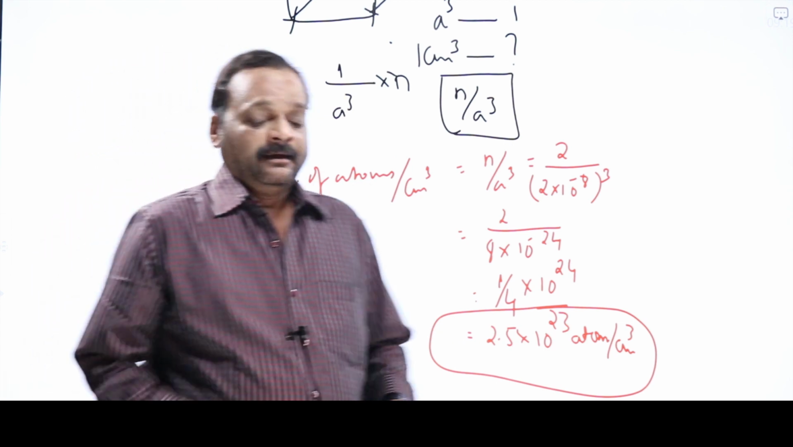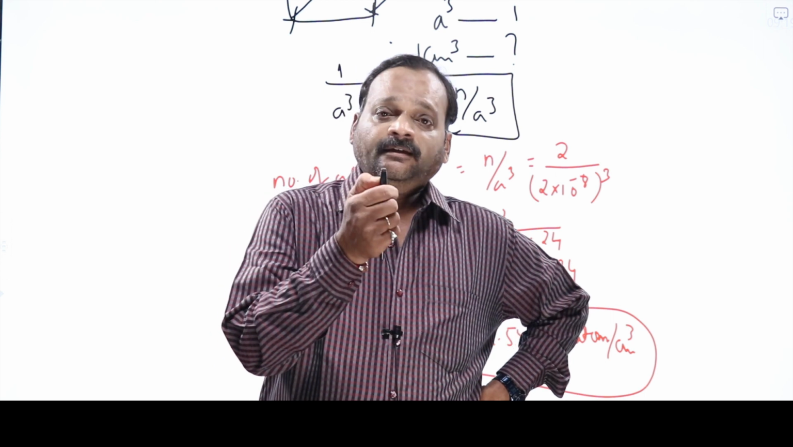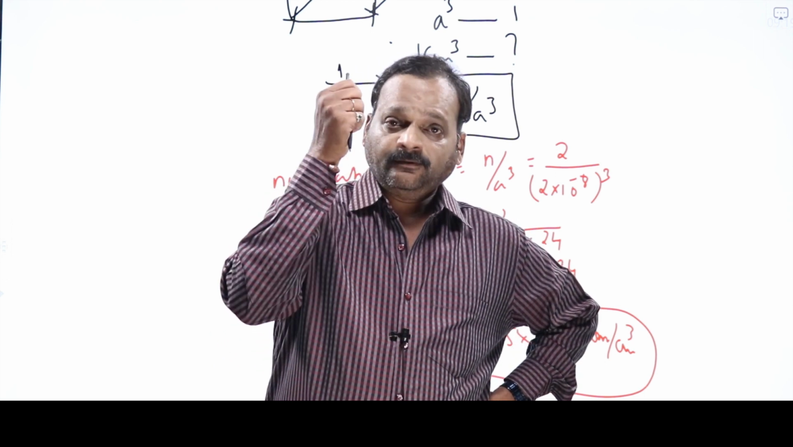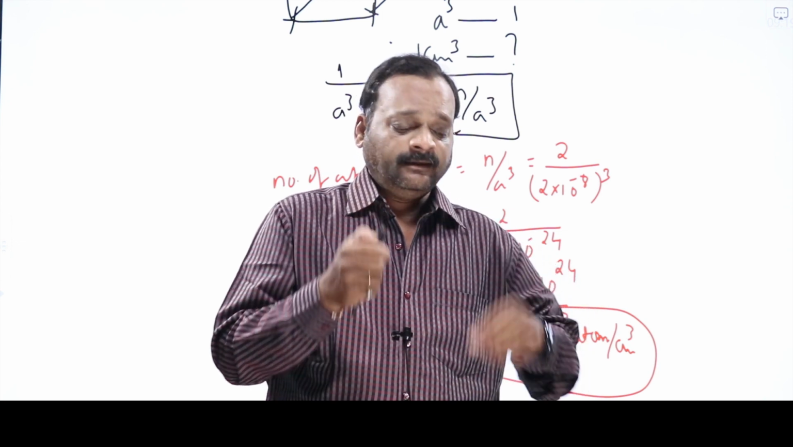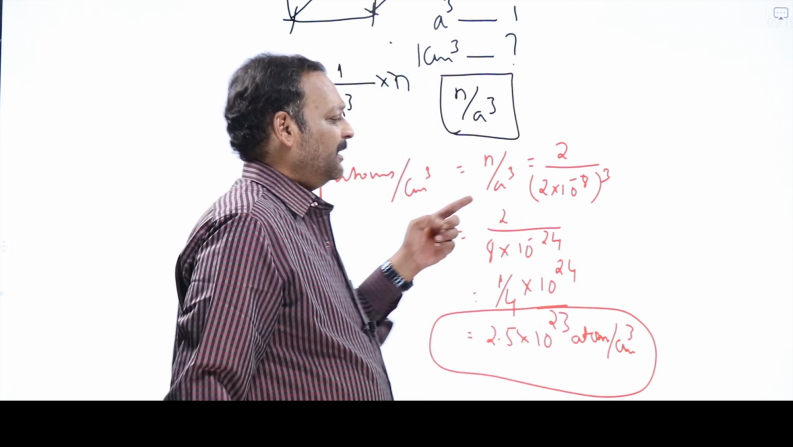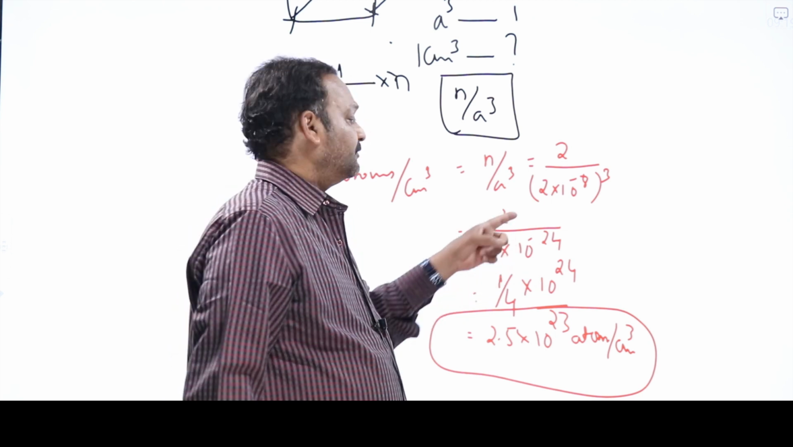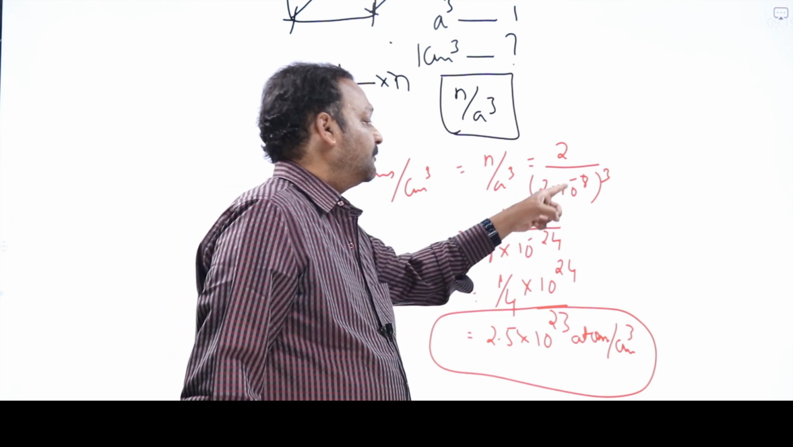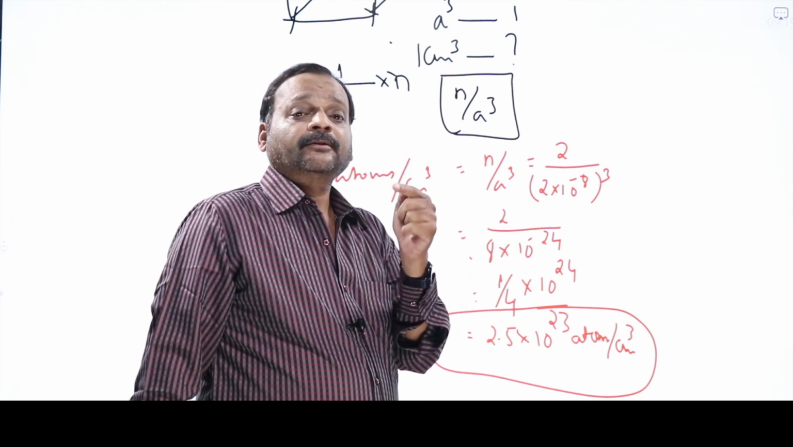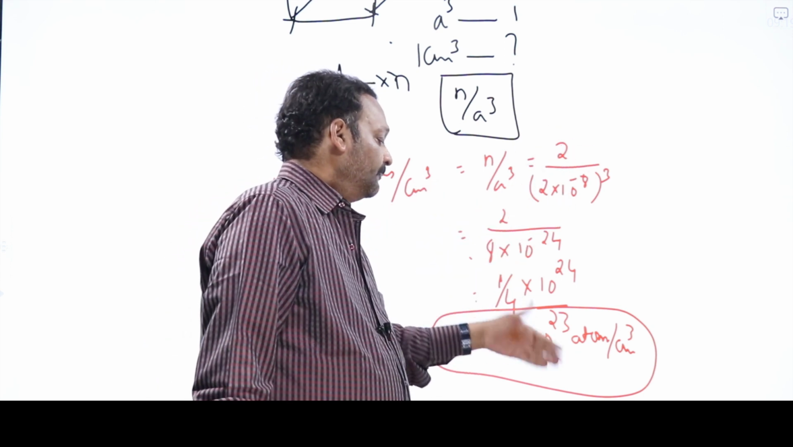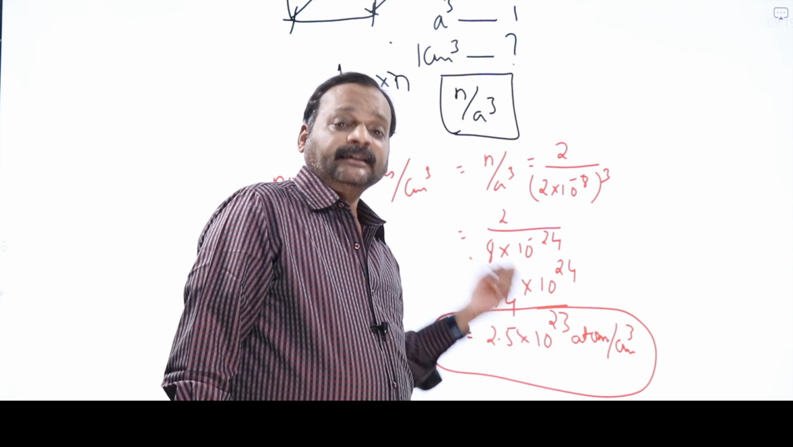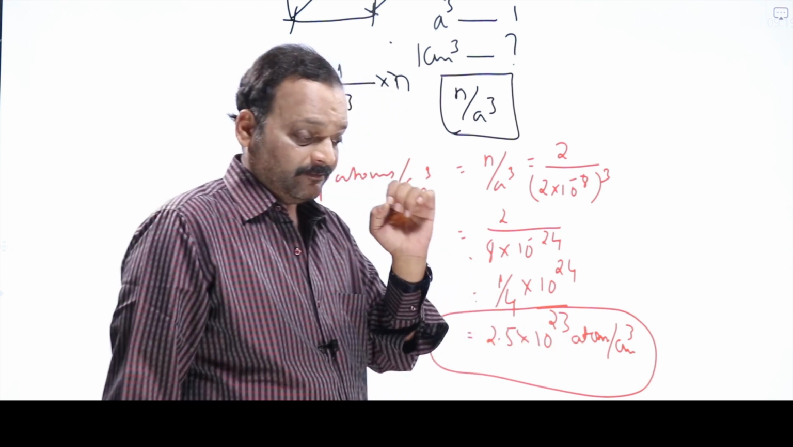That's why we say a cubic centimeter of any solid approximately contains 10 to the power 22, 10 to the power 23 atoms. If we ask for per meter cube, all you have to do is, instead of taking 2 into 10 to the power minus 8, take 1 angstrom equal to 10 to the power minus 10 meters. So 2 into 10 to the power minus 10 whole cube, you will get roughly around 10 to the power 28 or 27 atoms per meter cube.